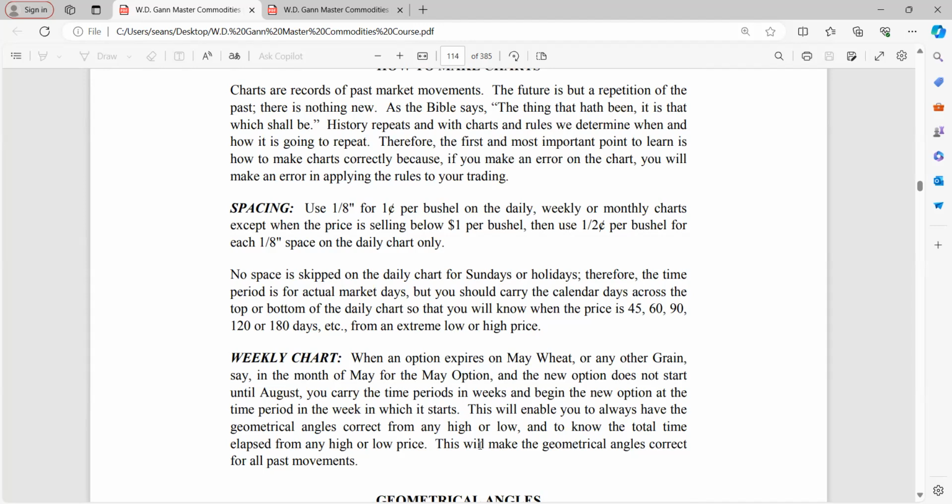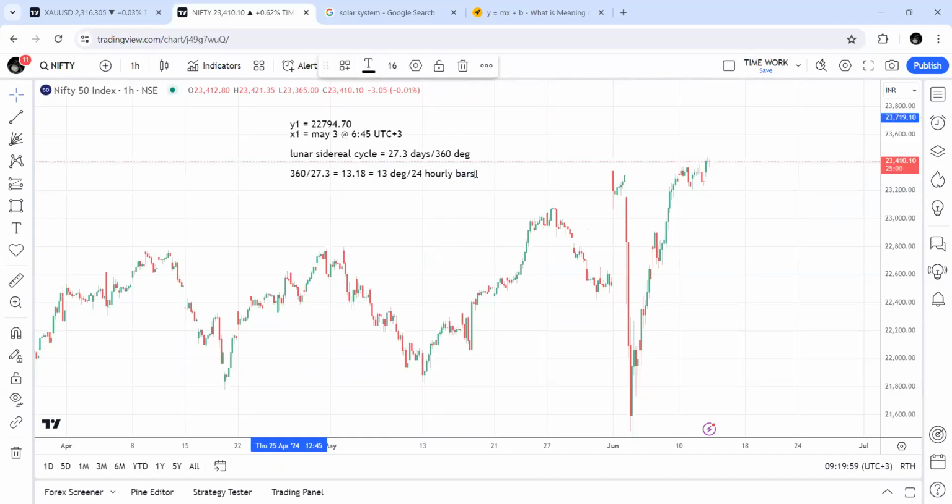So now let's go back to the chart. And now we need to solve, right? X2, we'll say Y2, so let's do X2 first. X2 will equal X1 plus 24 hourly bars. And Y2 will equal Y1 plus 13 degrees. Now the problem is our chart's unit is price, and here we have degrees. So we convert degrees to price.